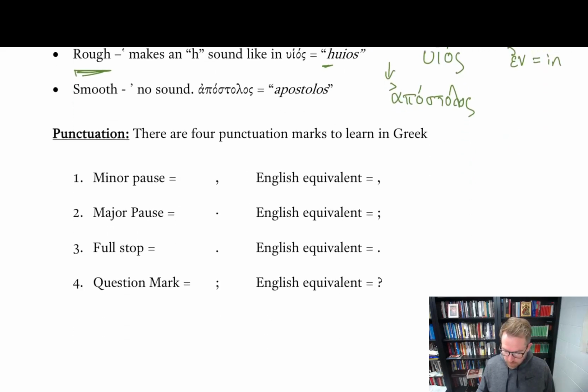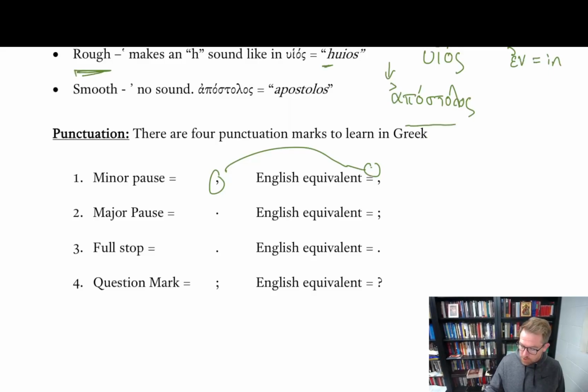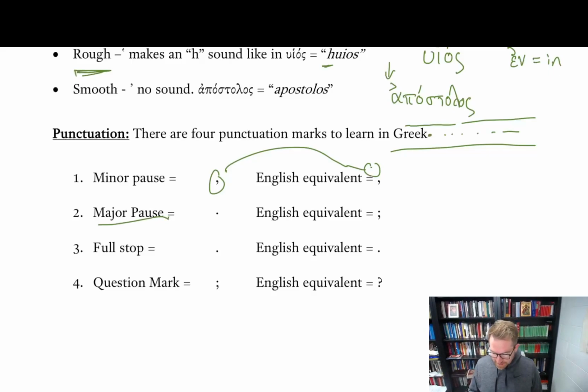In terms of punctuation, there are four punctuation marks you need to learn: the minor pause, the Greek comma, equivalent to the English comma; the major pause, which is actually not a period, but a dot in the middle of the line at the end of a sentence. It's not at the bottom, it's kind of in the middle of the line of writing. So if you think of your composition notebook and you've got the dot, dot, dot line in the middle, the major pause is in the middle of that. The full stop is the period, the Greek period, equivalent to the English period.